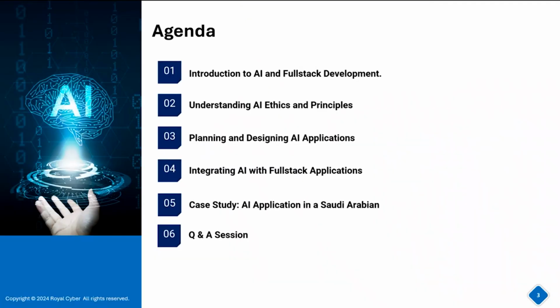Let me quickly walk you through what we'll be covering today. First, we'll begin with an introduction to AI and Fullstack development, where we'll talk about the basics of AI and how AI works with Fullstack technologies. Next, we will be discussing AI ethics and principles, focusing on important guidelines to ensure AI is used responsibly. Then we'll cover planning and designing AI applications, including how to set project goals, gather data, and ensure ethical design. After that, we'll talk about integrating AI with Fullstack applications, showing you how to connect AI with front-end and back-end systems.